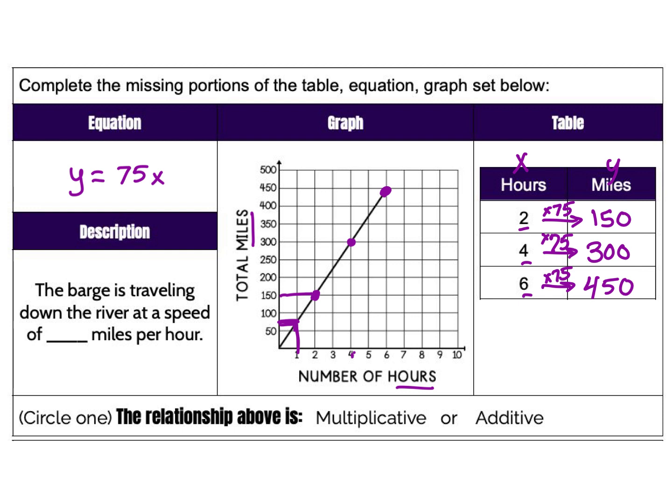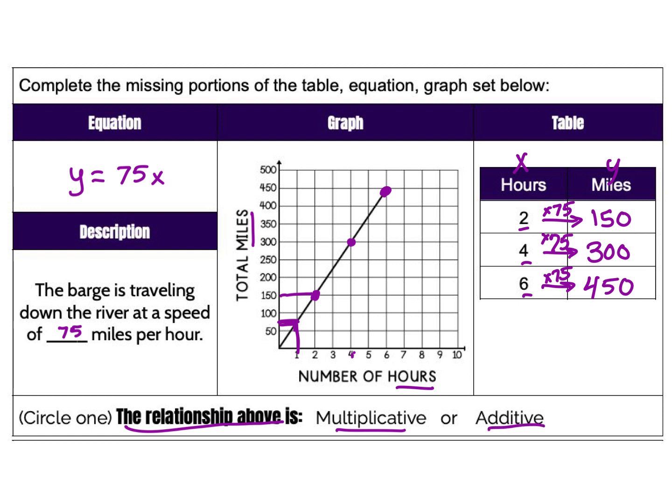Okay, so here's our situation. The barge is traveling down the river at a speed of, yikes, 75 miles per hour. That's going extremely fast. Not every math problem is super realistic like this one. Barges normally don't travel that quickly. Okay, so at the bottom here it says, is the relationship above multiplicative or additive?